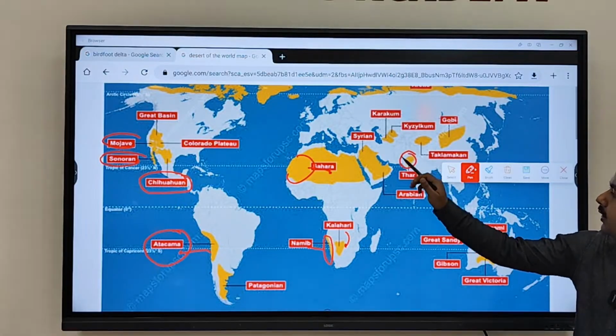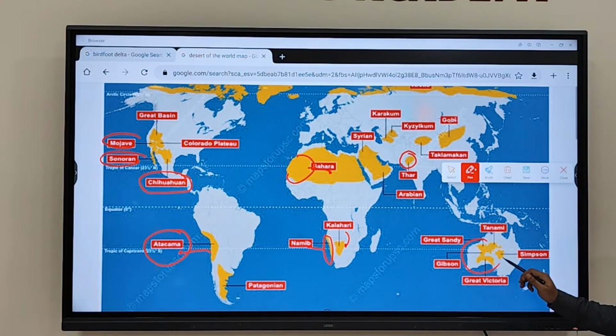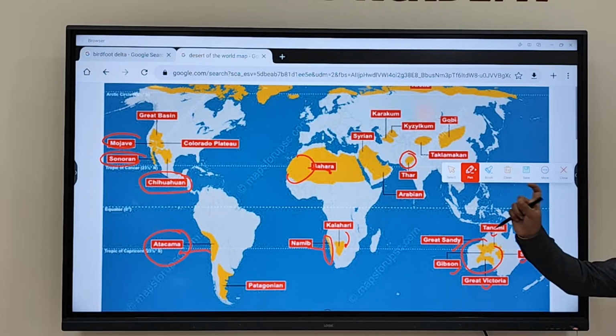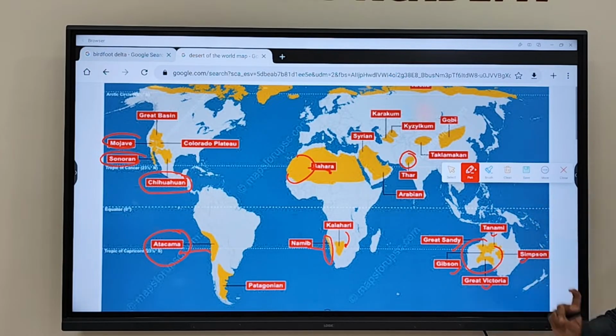Here, what are you finding? Thar Desert. Here, what are you finding? Sandy, Gibson, Great Victoria, Simpson Desert. All these are lying on the western side. Okay. Clear? So note down the names of these deserts. In examination, you will get the name of the desert and the country in which they are located.